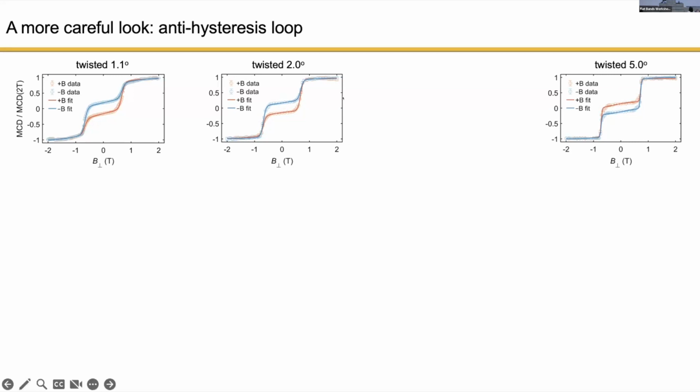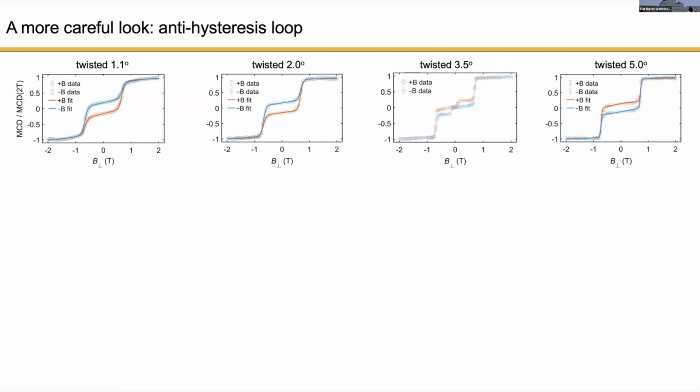So then we add one more twist angle in between, which is 3.5 degree. When we look at the 3.5 degree, we actually see this kind of double loops with zero magnetization at zero field. Despite the strange shape, it actually is a good transition behavior between the regular loop and the anti-hysteresis loop. We also repeated the data in the anti-hysteresis loop multiple times.